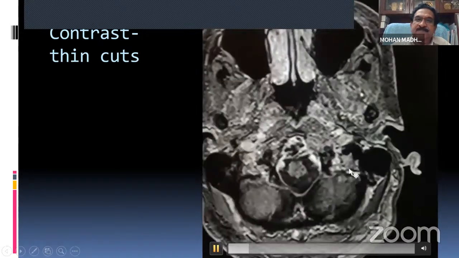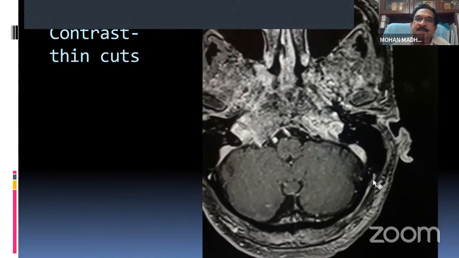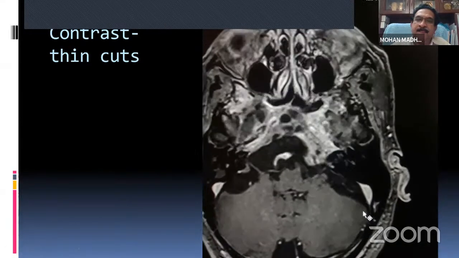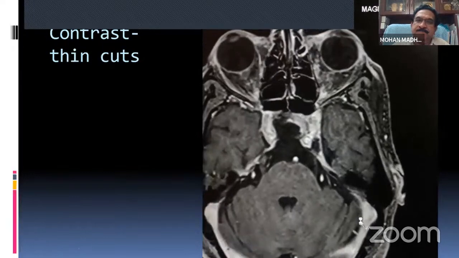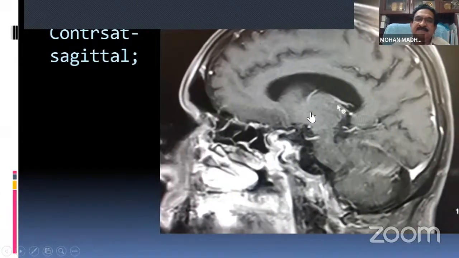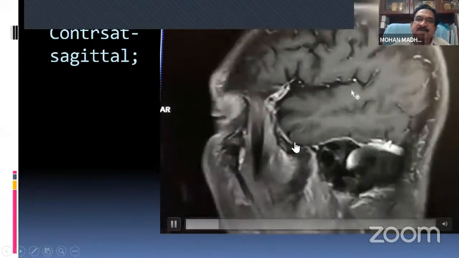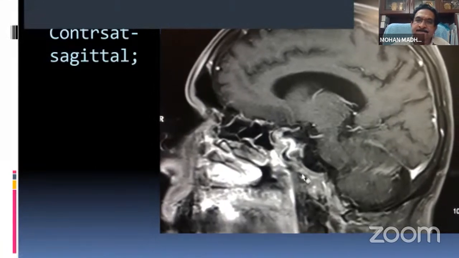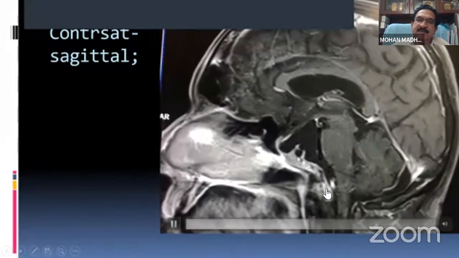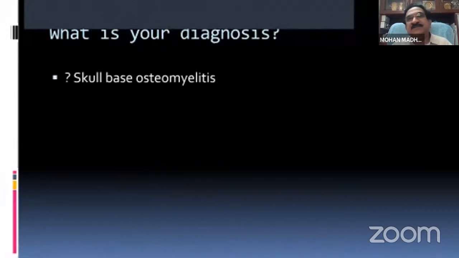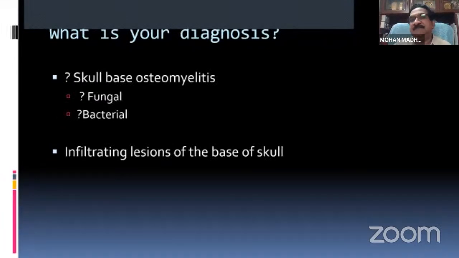This is again the post-contrast T1. You can see the whole area is enhancing in front of us. It's also extending into the parasellar region. I think I'll skip these. And this enhancement is encasing the internal carotid artery also. The whole skull base is enhancing. So this is what I had in mind: skull base osteomyelitis, either fungal or bacterial, or an infiltrating lesion at the base of the skull.